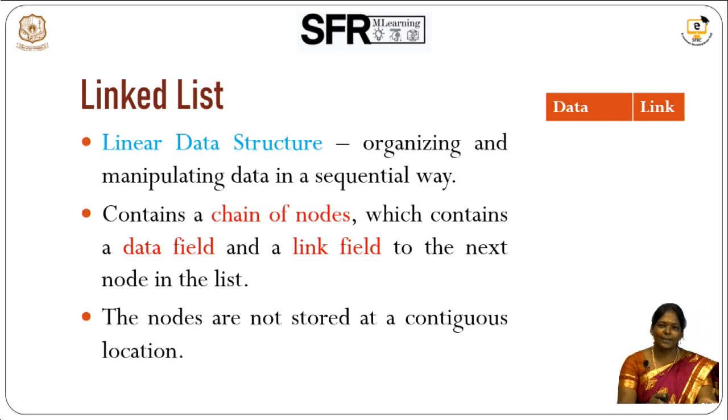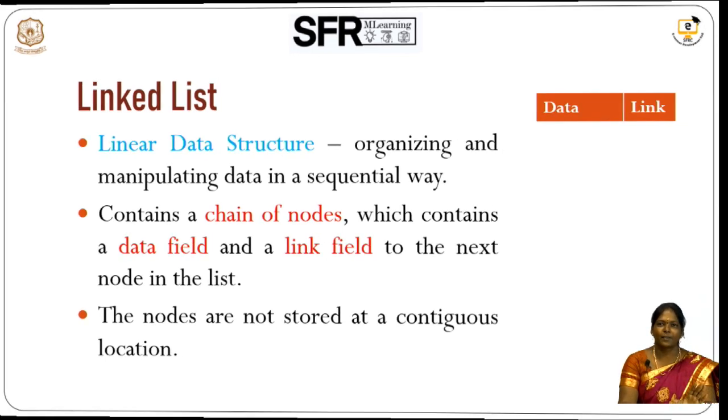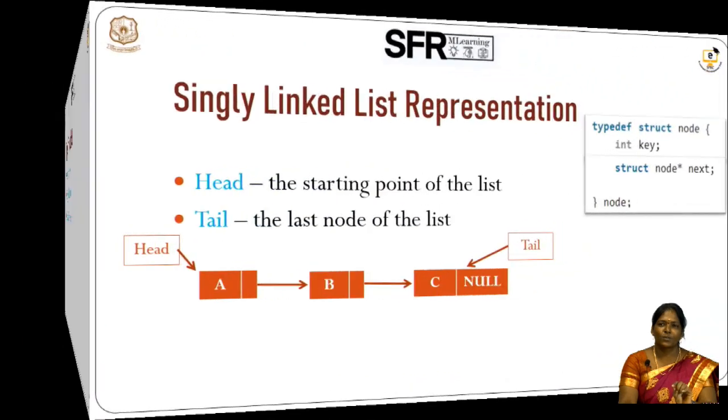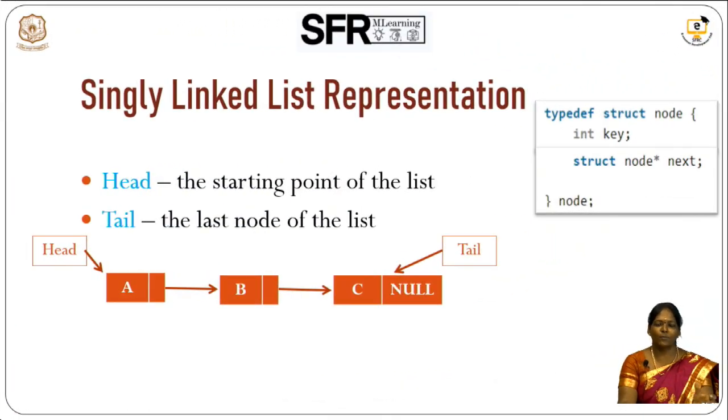So a linked list is nothing but a chain of nodes, and in each node we have a data field and a reference field. The reference field is used to link to the next node, that is, the next data in the linked list. Unlike an array, here the data is not stored in a continuous memory location. There are three types of linked list available: singly linked list, doubly linked list, and circular linked list. Let me show the representations of them one by one.